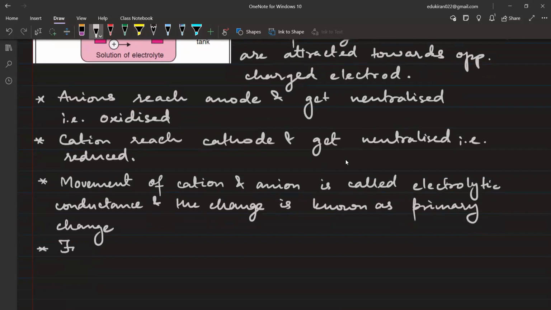Write a point for an electrolytic cell. It is a non-spontaneous reaction, that is why E is negative and delta G is positive. The EMF of the cell is negative and delta G is positive.